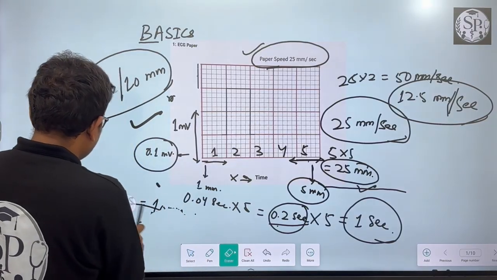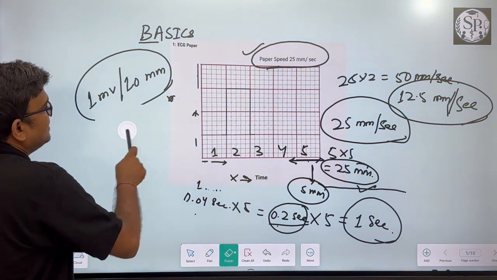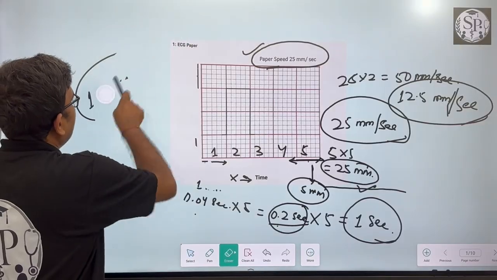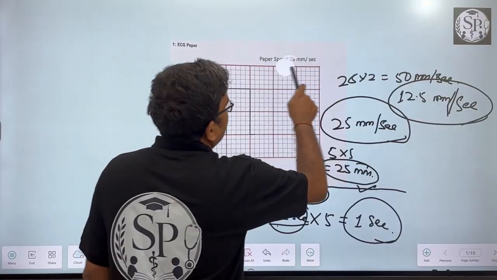In the next session we will discuss the different waves, their calibration, and how we appreciate the different precordial leads and limb leads.